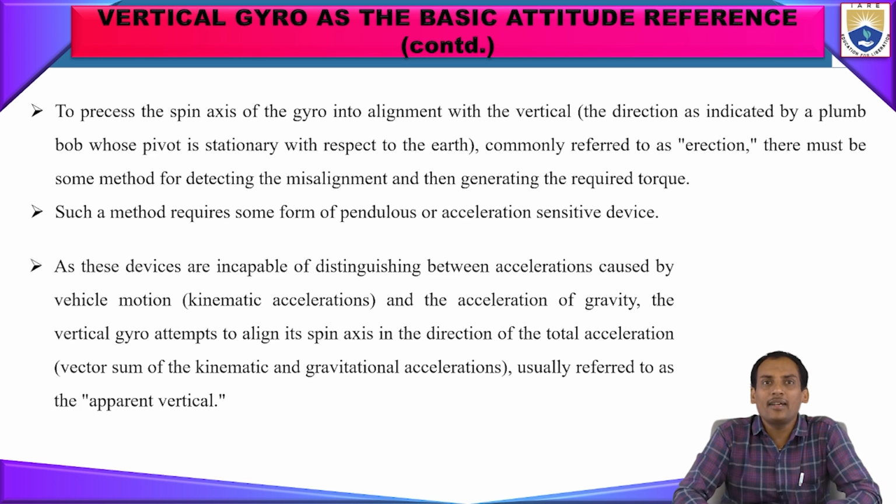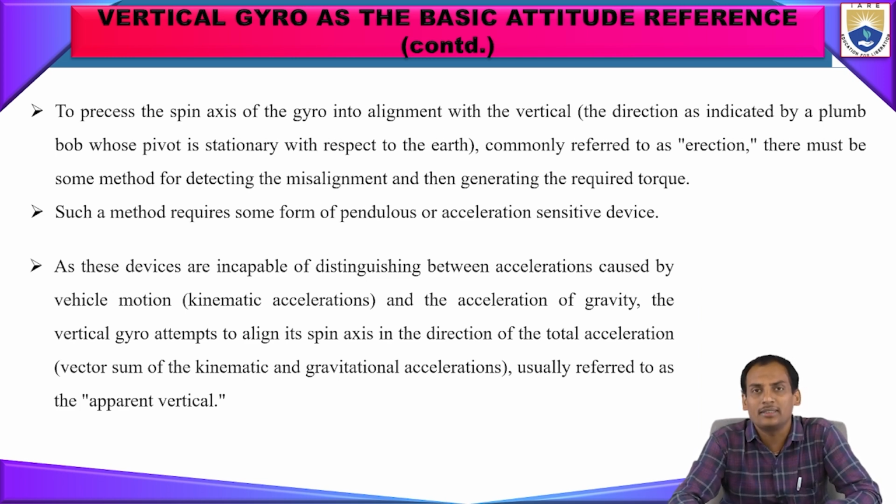As these devices are incapable of distinguishing between acceleration caused by vertical vehicle motion, that is kinematic acceleration, and the acceleration of gravity, the vertical gyro attempts to align its spin axis in the direction of total acceleration, that is the vector sum of kinematic and gravitational acceleration. So usually that is preferred as the apparent vertical.